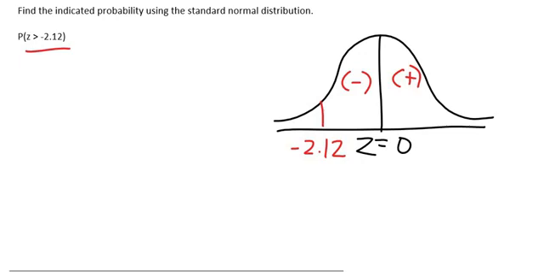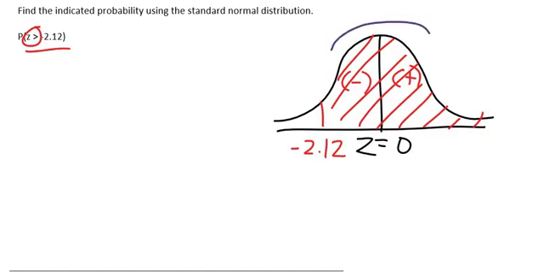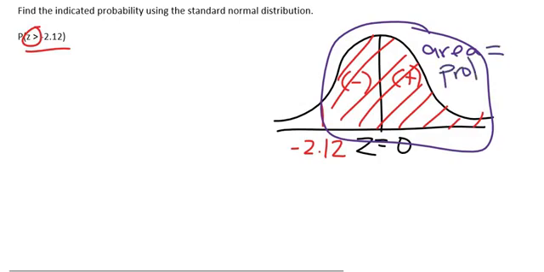Now, as long as z is on the left side, we can use the arrow to figure out which direction to shade. Notice that the arrow is pointing to the right, so we'll shade to the right. So what we're looking for is the area under the normal curve to the right of negative 2.12. Remember that the area is also the probability. So if you're looking for a probability that z is bigger than negative 2.12, it's the same thing as looking for the area to the right of negative 2.12.